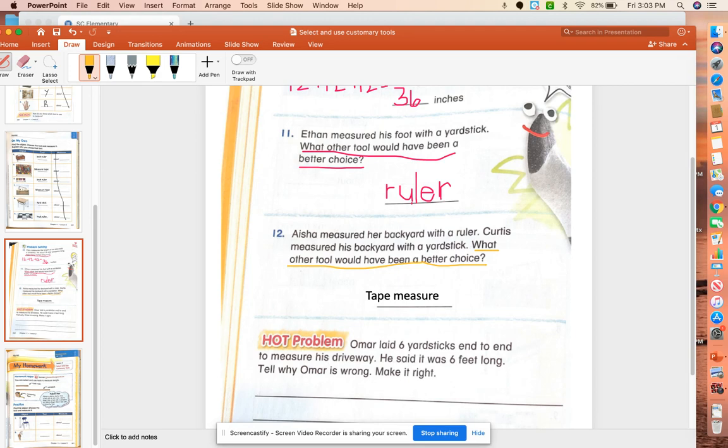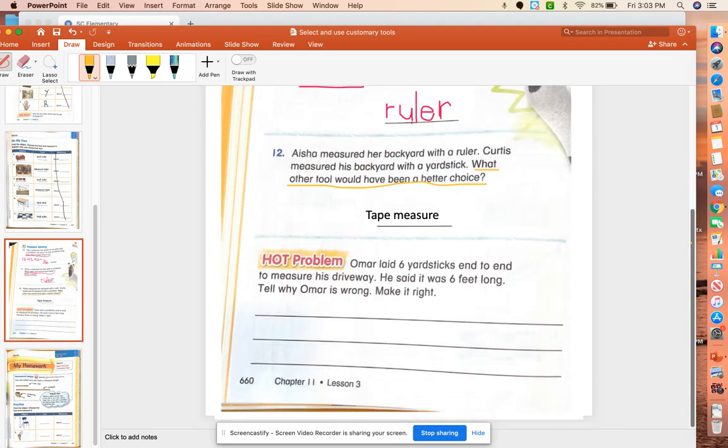All right, let's look at the hot problem. It's not very difficult today, so we're just going to take a little look at it. It says, Omar laid 6 yardsticks end to end. So that means he laid one down and then another one down and then another one down. He did that to measure his driveway. He said it was 6 feet long. Why is Omar wrong?